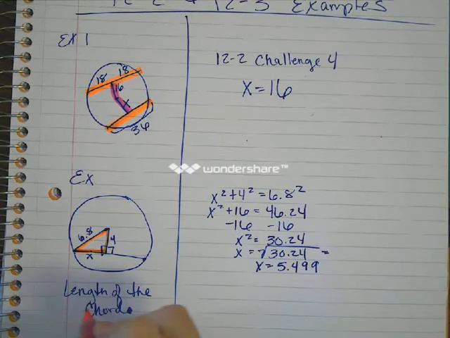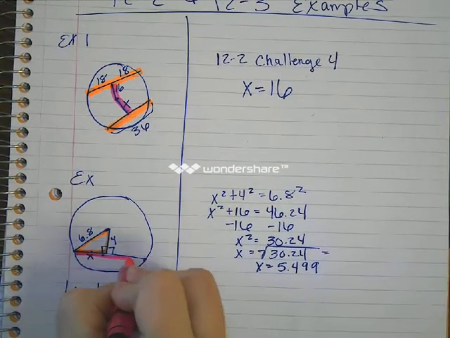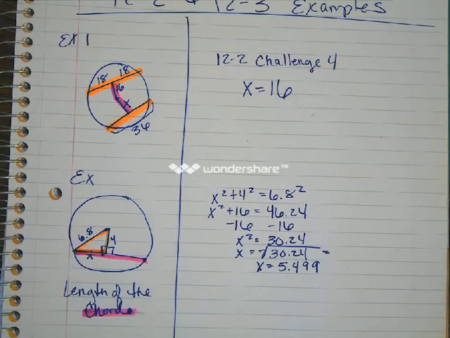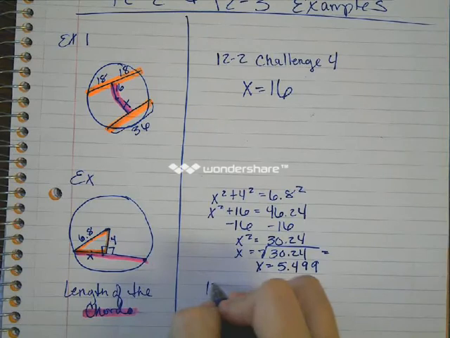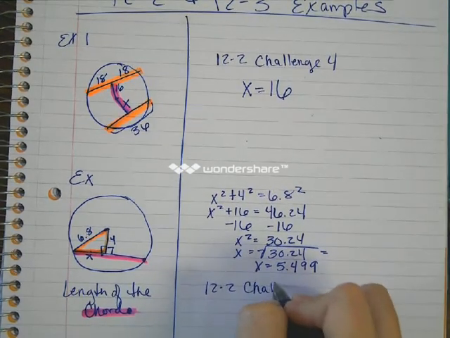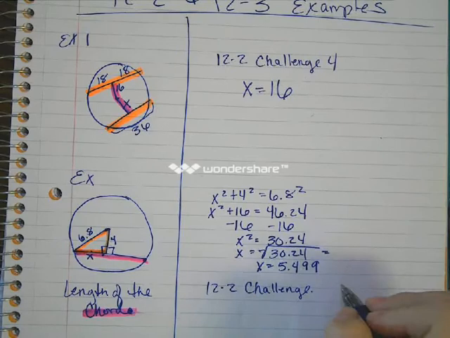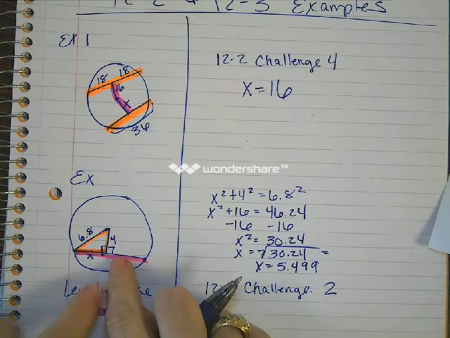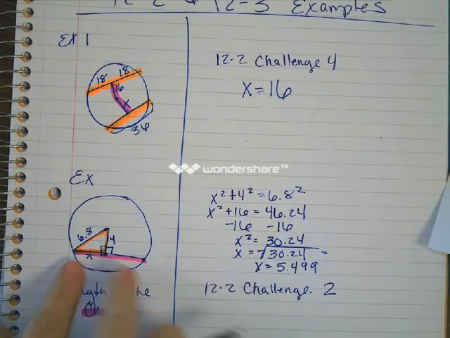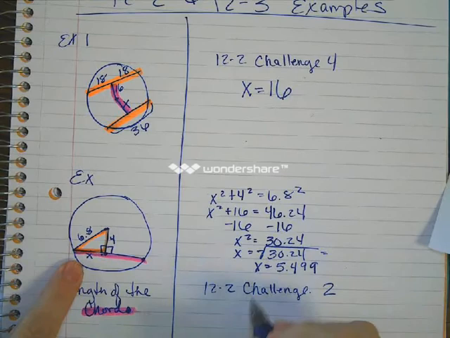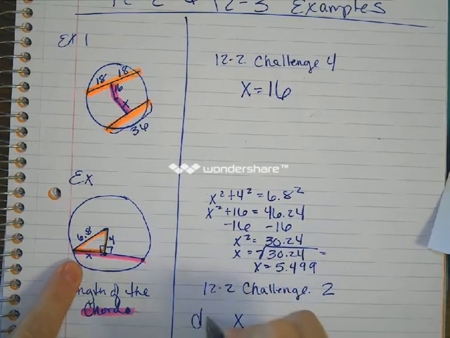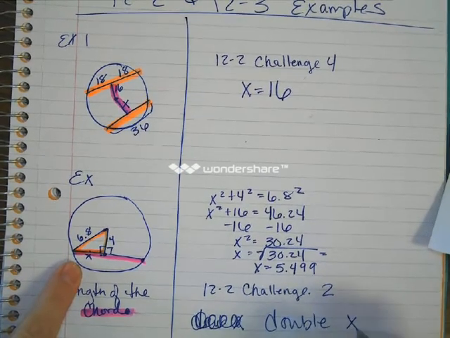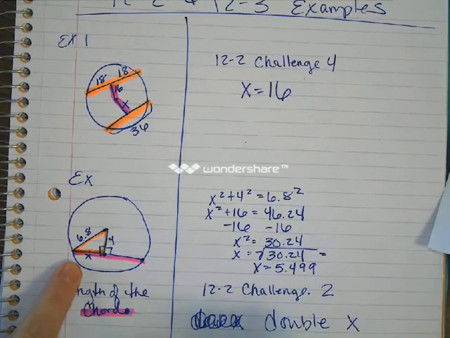This goes back to our theorem. Okay? This is 12-2, either challenge 1 or 2. Technically, I think it's challenge 2. That says if it's perpendicular, then we know that it goes to the midpoint. So that means this section is equal to that section. So all I have to do is take my x and double it. So double the x. So 5.499 times 2 equals 10.998.